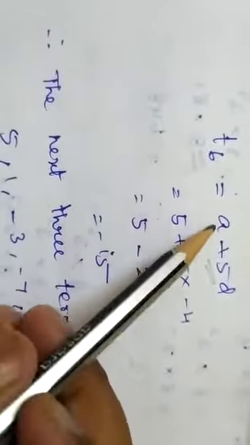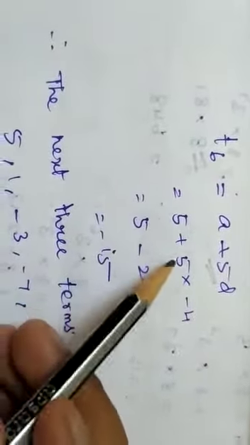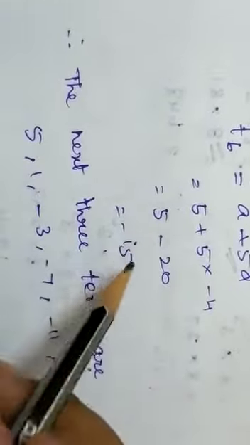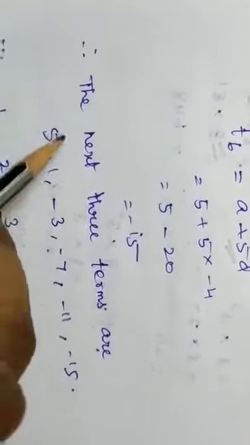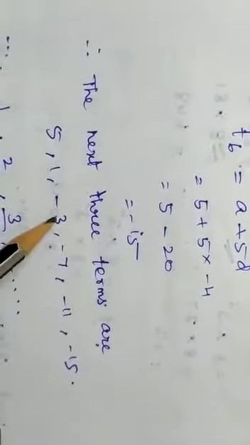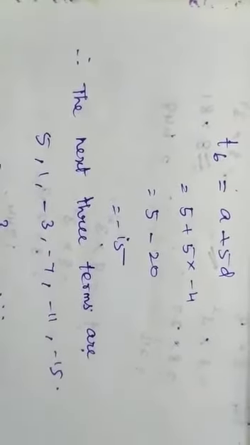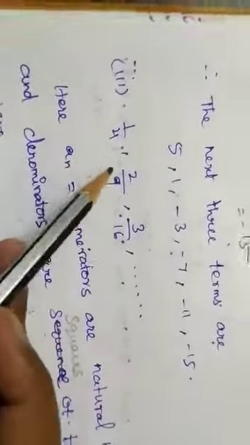So T6 equal to A plus 5D. So 5 plus 5 into minus 4, which is 5 minus 20, that is equal to minus 15. Therefore the next three terms are 5, 1, minus 3, minus 7, minus 11, minus 15. So the third part: 1 by 4, 2 by 9, 3 by 16 till infinity.